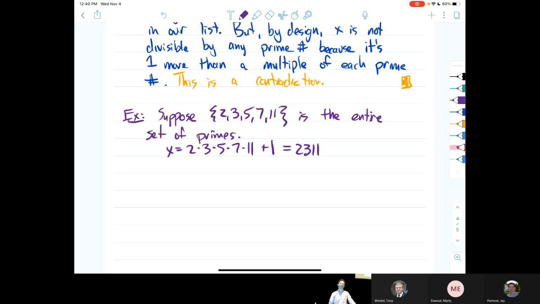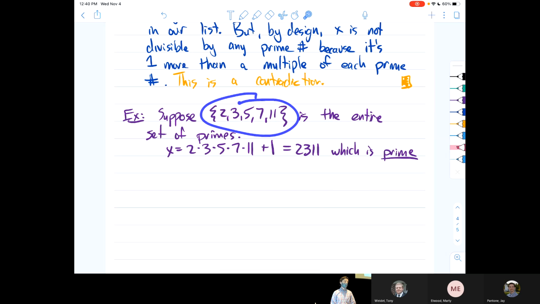I didn't just do that in my head. I had it written down. And this is prime. So we see in this case how we have a contradiction, because we assumed we had all the primes, but then when we form x, we get another number which is prime that we had left out.